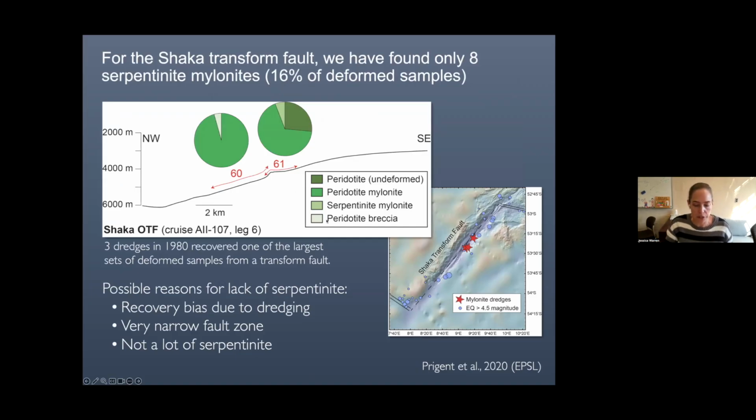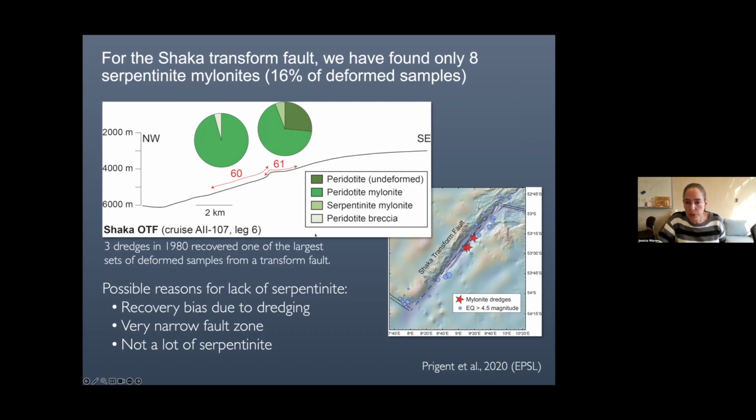This is now a figure from Cécile Prigent's work when she was a postdoc in my lab, just showing the Shaka transform fault here. The blue circles are just the teleseismic earthquakes that have been recorded on this fault. And then the red stars are showing where the dredging was done. This was dredging that was done in 1980. These are some of the largest dredges of deformed samples that I know of in the US seafloor sample collections.